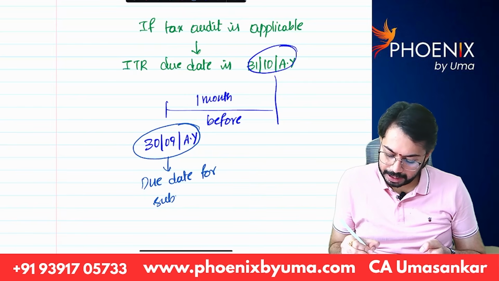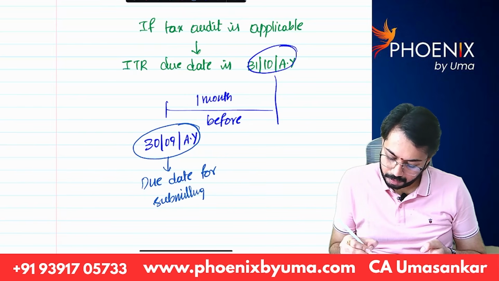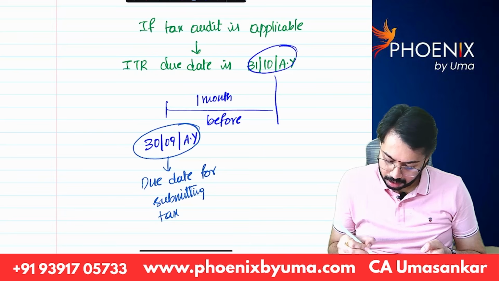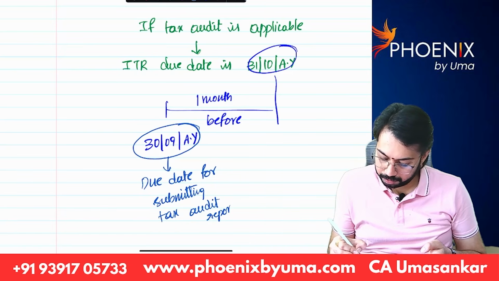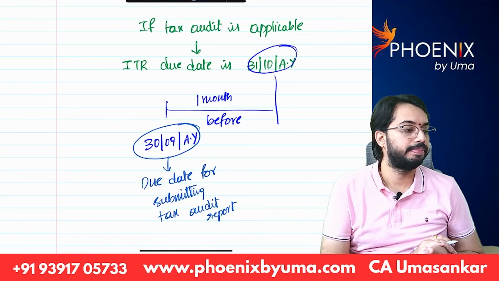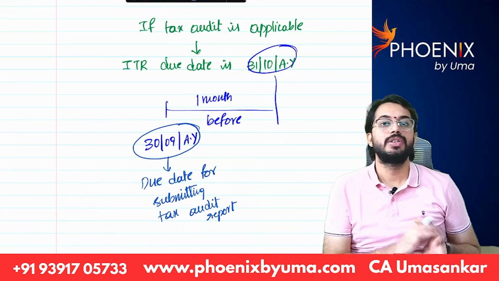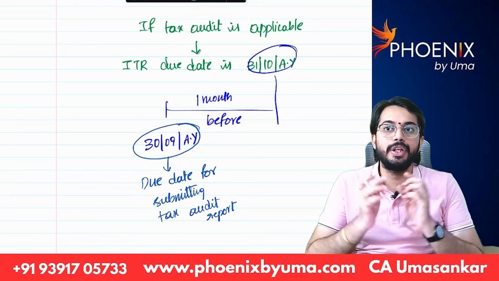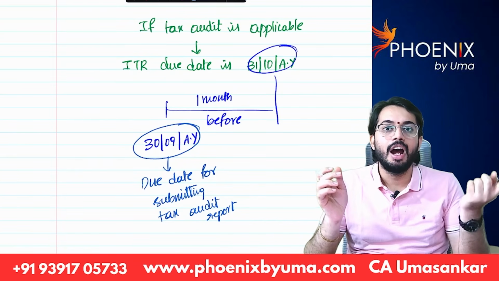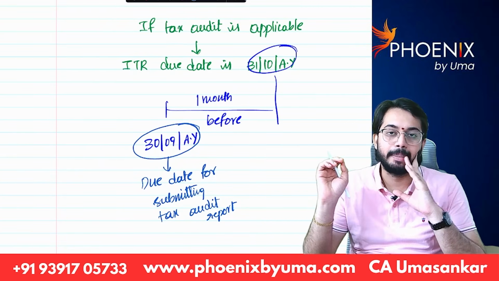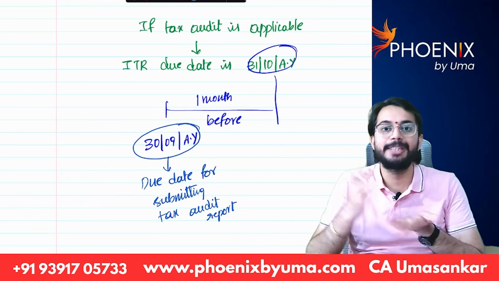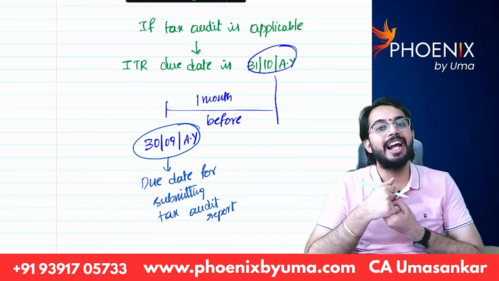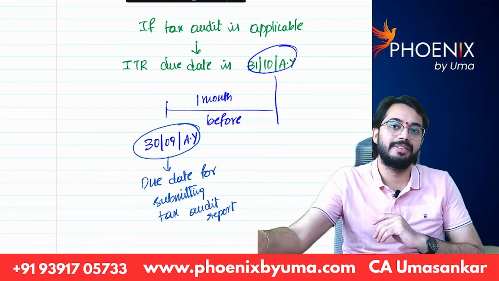Due date for submitting tax audit report. So 1 month before ITR due date, you have to go to chartered accountant and you have to submit the tax audit report. So for submitting tax audit report, due date is 30th September, this month end. For filing ITR, due date is 31st.